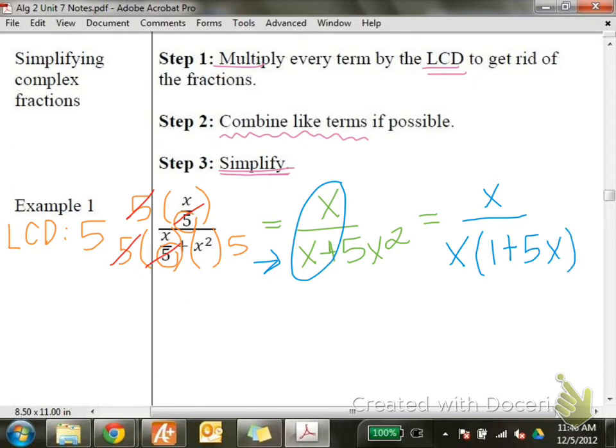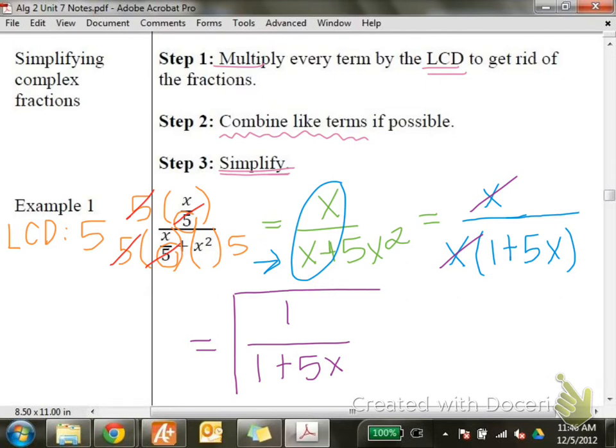So we pull out the GCF. Now we are allowed to cancel. So now you can cancel the x's. That's going to give me what in the numerator? 1. And what in the denominator? 1 plus 5x. We're just simplifying, we are not solving, so you are done. It still looks kind of scary.